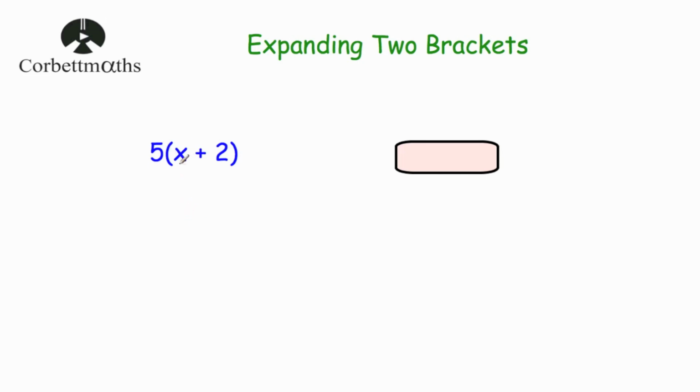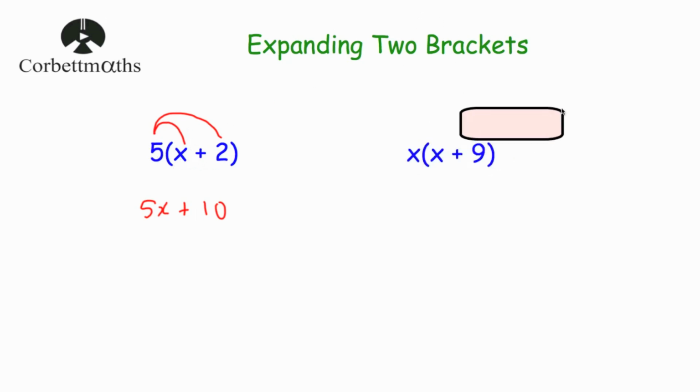Alternatively, we could just multiply what's inside the bracket by 5. So we could do 5 times x, and 5 times x, in algebra, you just put them together. That's 5x. Then we've got our plus sign. And then we're going to do 5 times 2, and 5 times 2 is 10. So if we had 5 lots of x plus 2, that would be 5x plus 10. And we've done that by just multiplying what's inside the bracket by the number outside the bracket. Okay, let's have a look at another example.